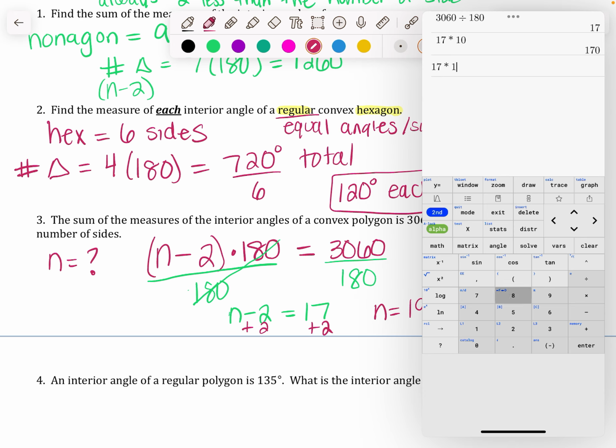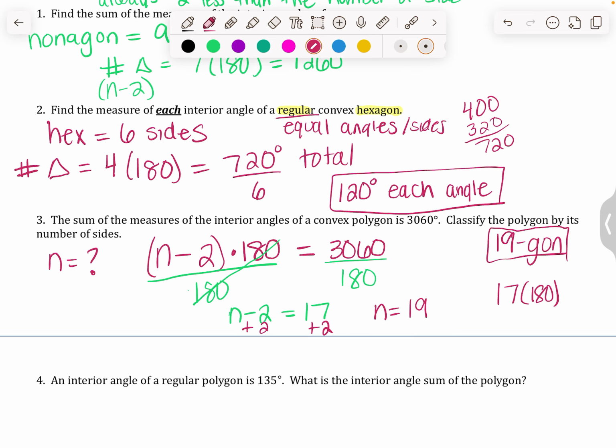17 times 180 should be 3060 degrees. So we can double check our answer by working backwards. You could have also distributed the 180 and got 180n minus 360 equals 3060, and then solved for n by adding 360 and dividing by 180, and you would have gotten n equals 19 too. So there are a couple of different ways to solve that equation. But the goal is to set it up by working backwards first.